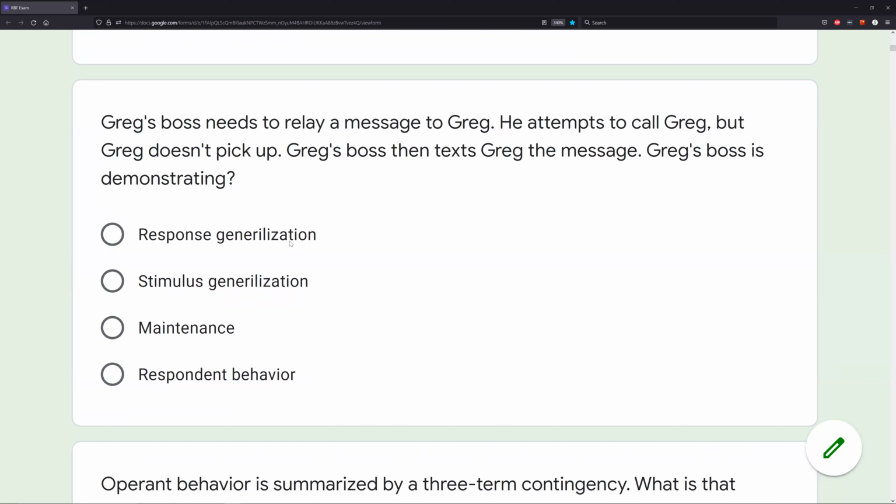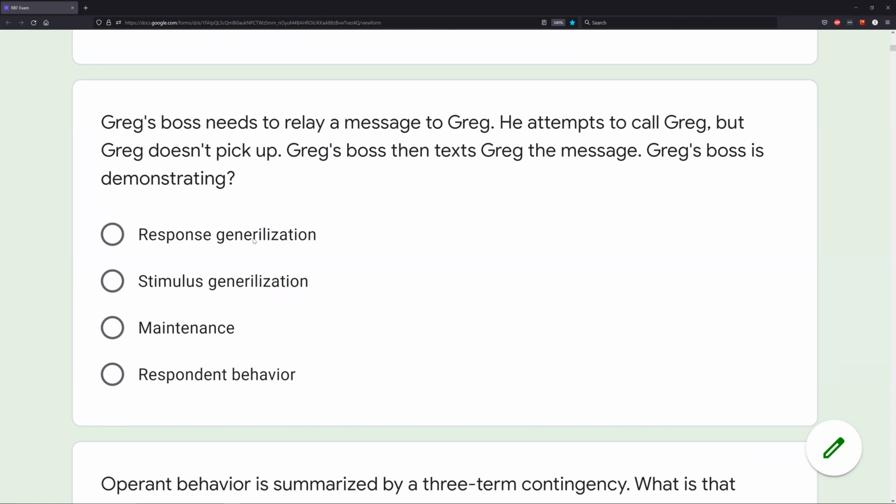Is that response generalization, stimulus generalization, maintenance, or respondent behavior? Well, it's definitely not respondent behavior. It's okay if you don't know what this is, right? In ABA, we deal with operant behavior. Don't worry about respondent behavior. Maintenance, this is not something Greg previously learned. We're not looking to see if Greg can still send a text message. We're only worried about this isolated situation. Leaves us with response generalization and stimulus generalization.